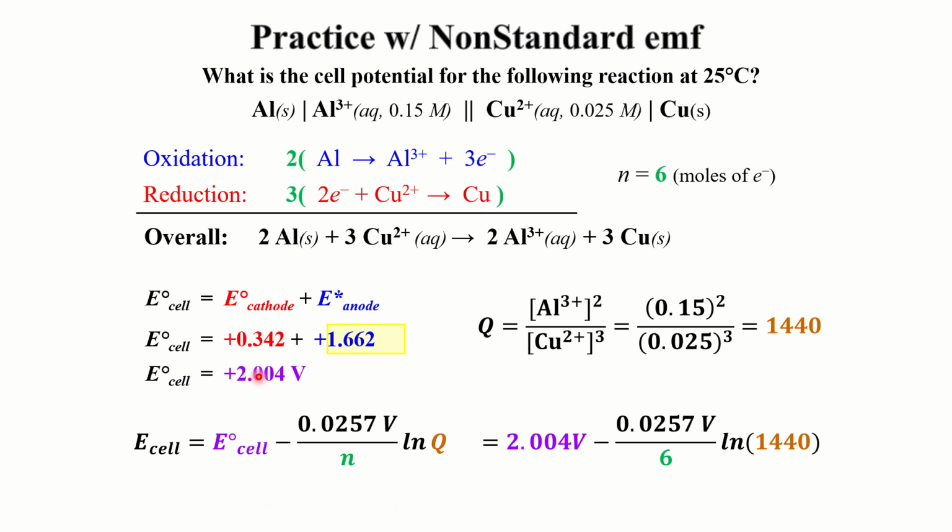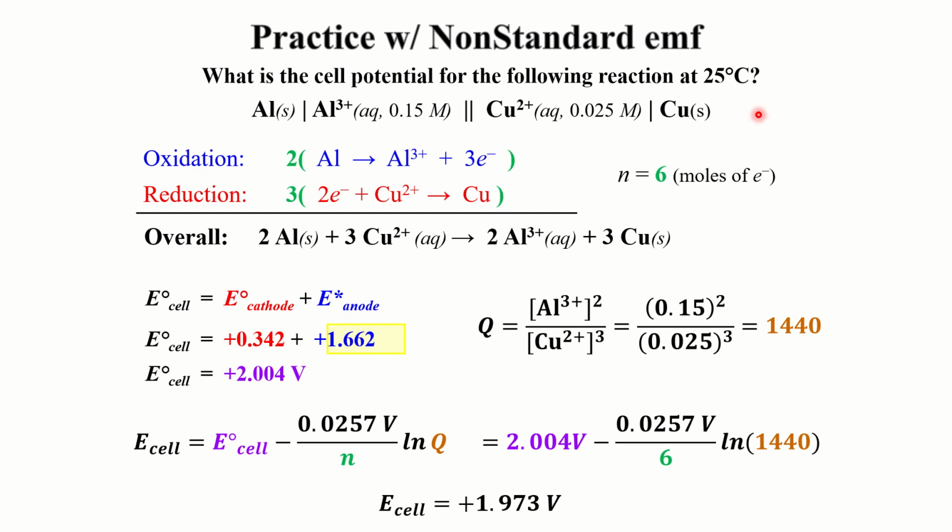So plus 2.004 volts goes in here, 6 moles of electrons goes in here, and 1440, the Q value, goes in right here. And this gives me an E cell value of plus 1.973 volts. So this is how we can calculate non-standard cell potentials using the Nernst equation.